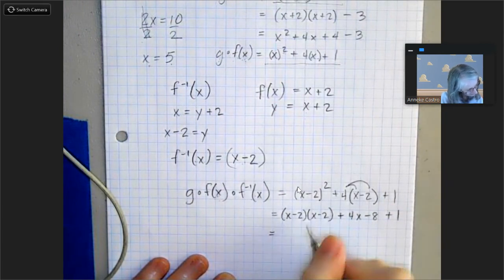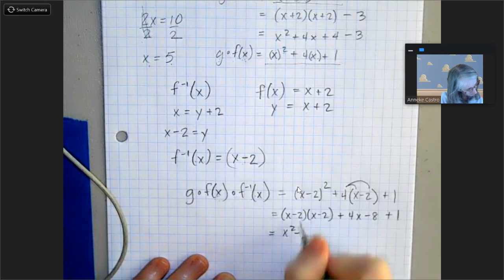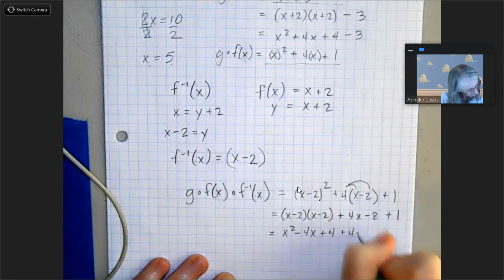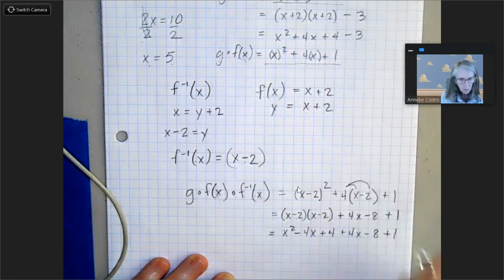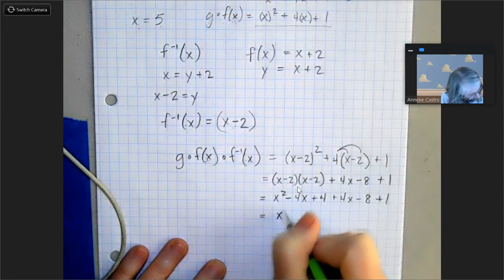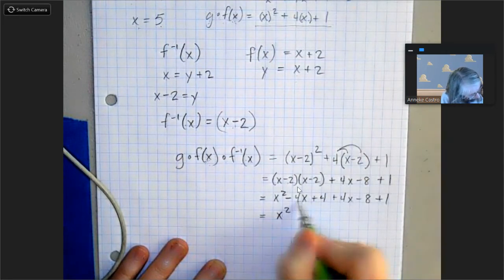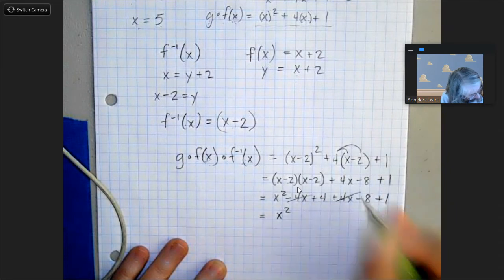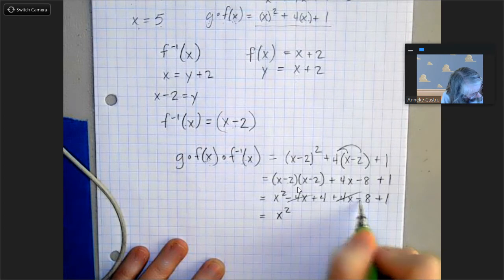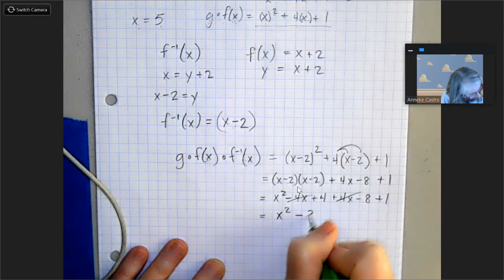Okay, let's multiply this out. X squared minus 2x is minus 4x. Negative times the negative is plus 4. Let's keep going. Okay, this is my only x squared. Negative 4x plus 4x, oh, those cancel out. 4 minus 8 is negative 4. Negative 4 plus 1 is negative 3.